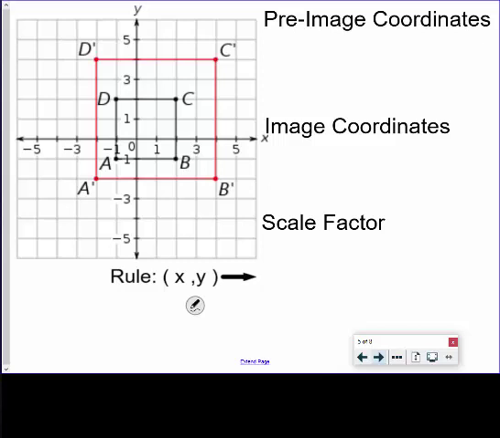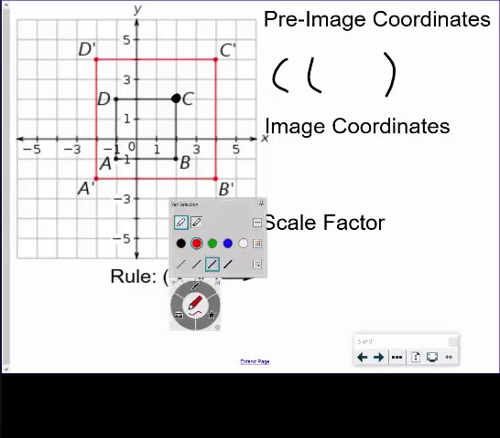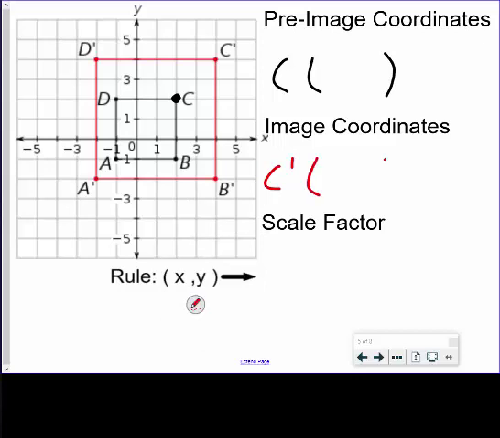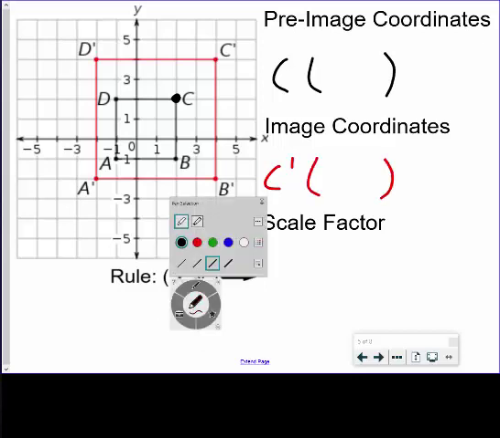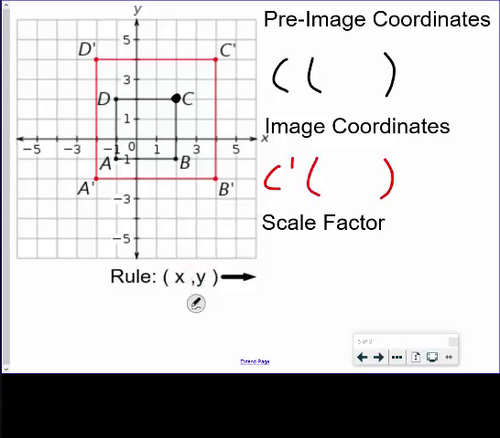-1. C? C is positive, positive. I'm pretty good with positive. If you chose a different point than C, you should still get the right answer. So if I chose C, what is C's coordinate? 2, 2. What is C prime's coordinate? 4, 4. So is that an enlargement or a reduction? Our scale factor should be bigger than 1.